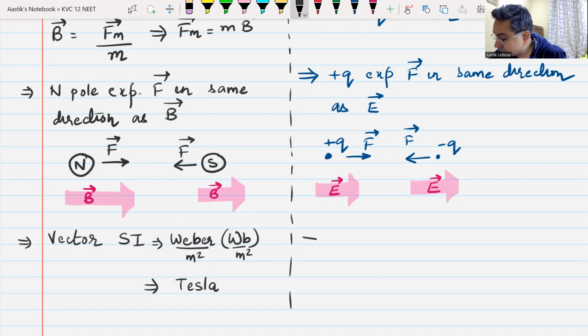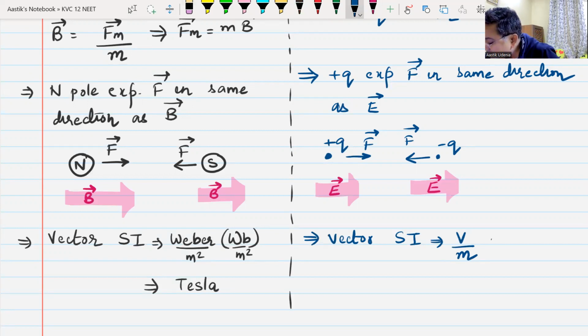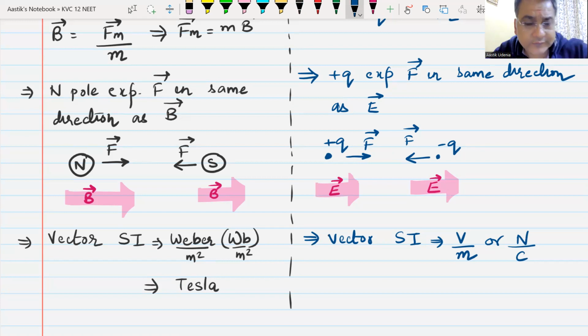Electric field is also a vector quantity. The SI unit is volt per meter, or you can also call it Newton per coulomb. I hope you are able to understand what is happening here. Yes, sir.